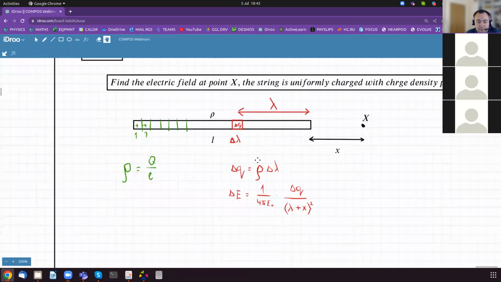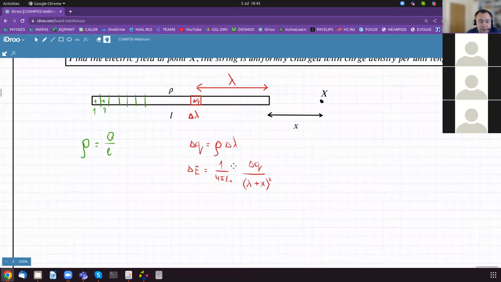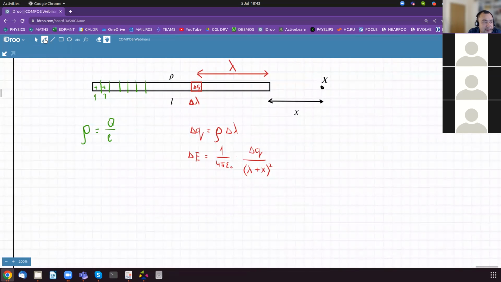Brilliant. That's the charge. So what we need is the sum of all delta E's. So the total charge is the sum of all delta E's, which when you take the limit is the integral of dE. Okay, so I won't do that just yet. I just want one more step: the sum of all of these delta E's.